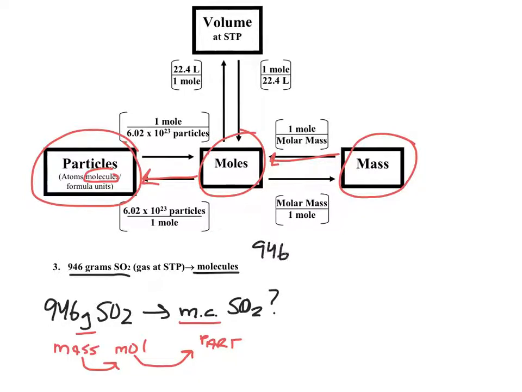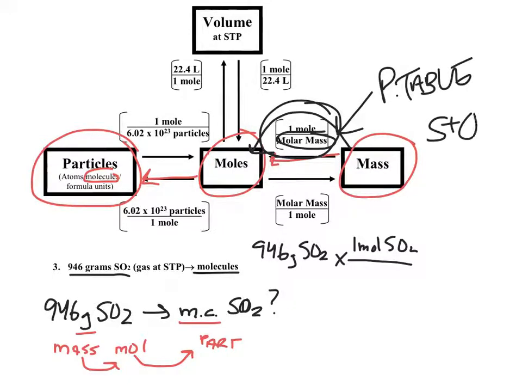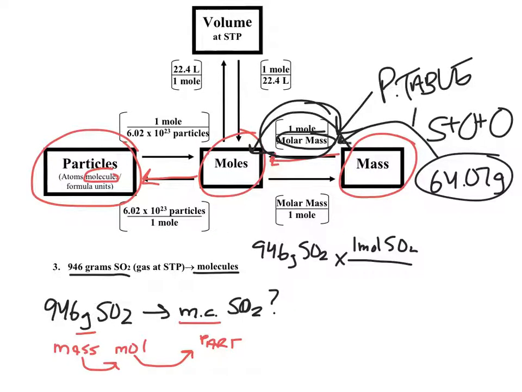So here we go. We're going to do 946 grams of sulfur dioxide. From there, we're going to go from mass island to mole island, which means we're going to use this right here, our conversion factor. So if I have 1 mole of SO2, on the bottom it says I'm going to put molar mass. Now my molar mass, remember, is just the mass from the periodic table. So for this molar mass, I'm going to add up 1 sulfur plus 1 oxygen plus 1 oxygen. And when I do add that up, that comes out to about 64.07 grams. Remember, that's my molar mass I got from the periodic table.